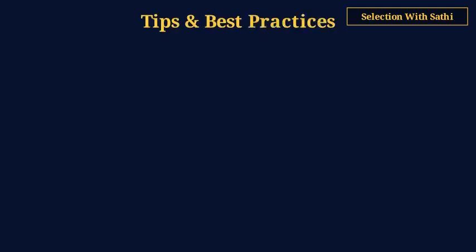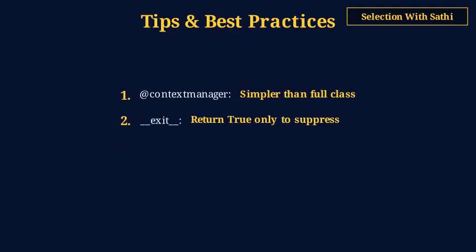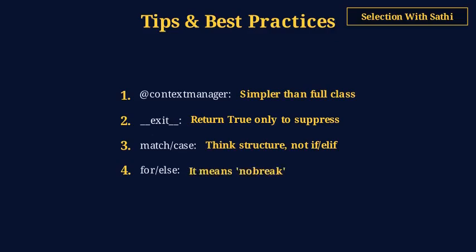Key tips to remember. Use @contextmanager for simple setups. It's far less boilerplate than a class. In __exit__, return true only if you deliberately want to suppress the exception. Match case is about structure, not equality. Think destructuring, not if-elif. For else is really a no-break. The else runs only when the loop exits normally.